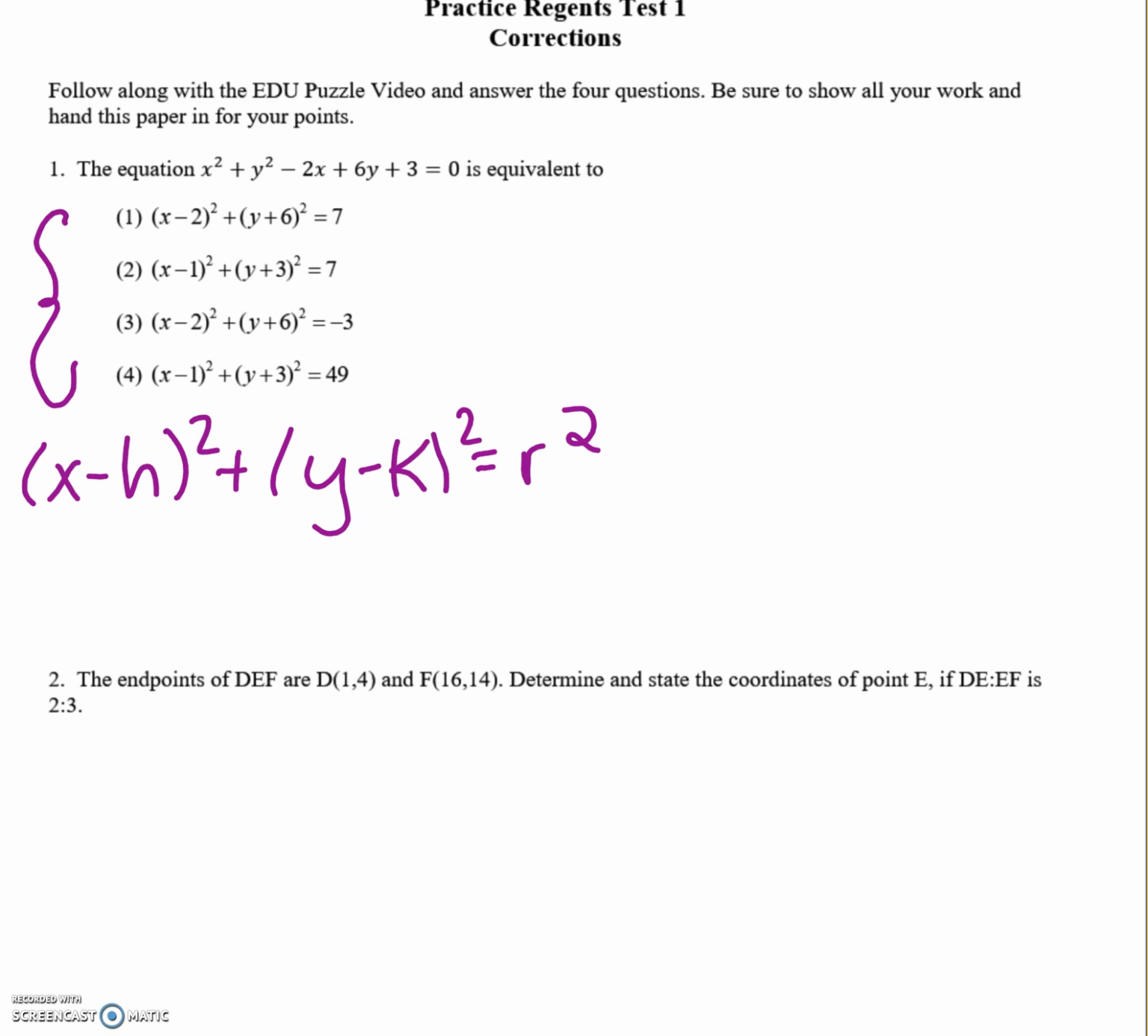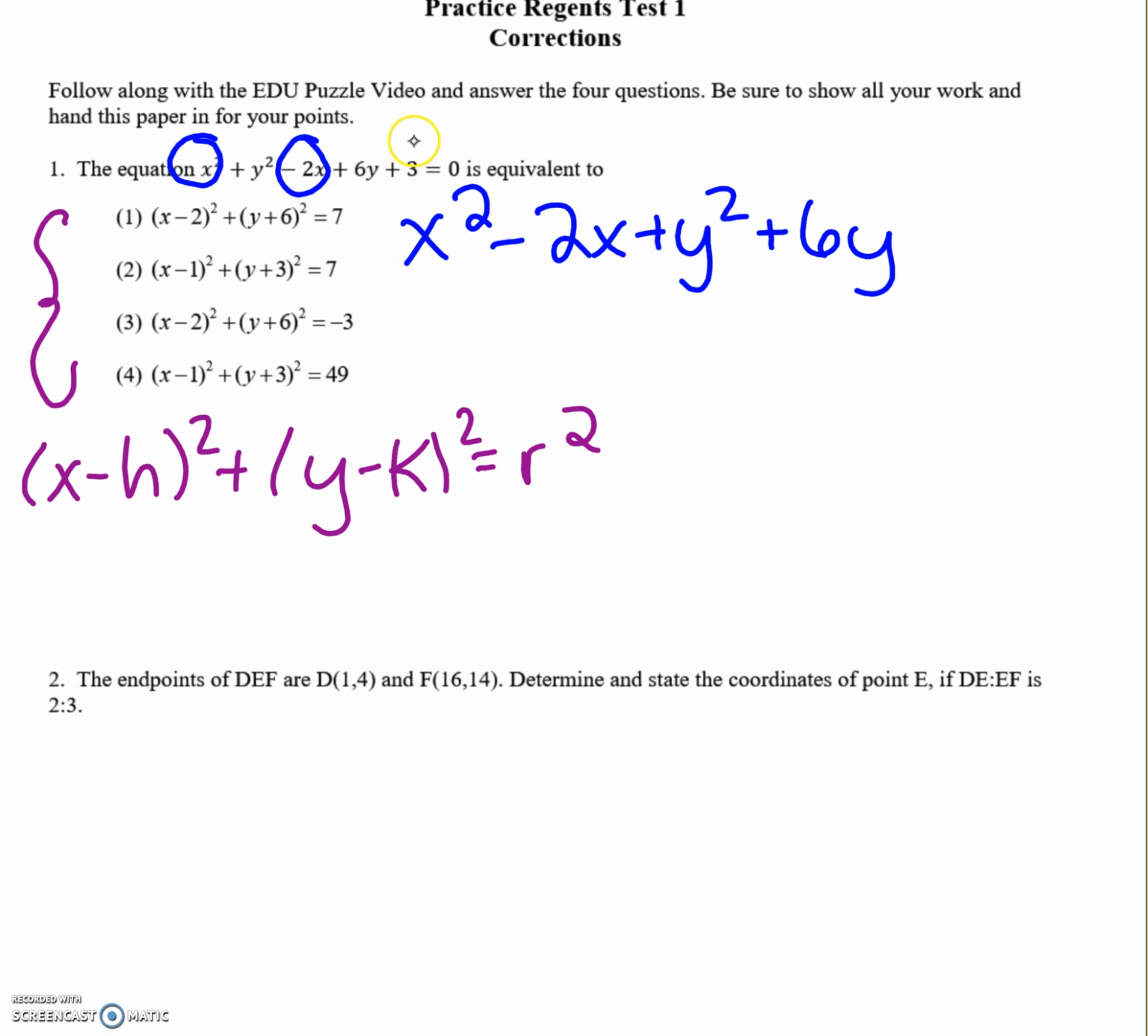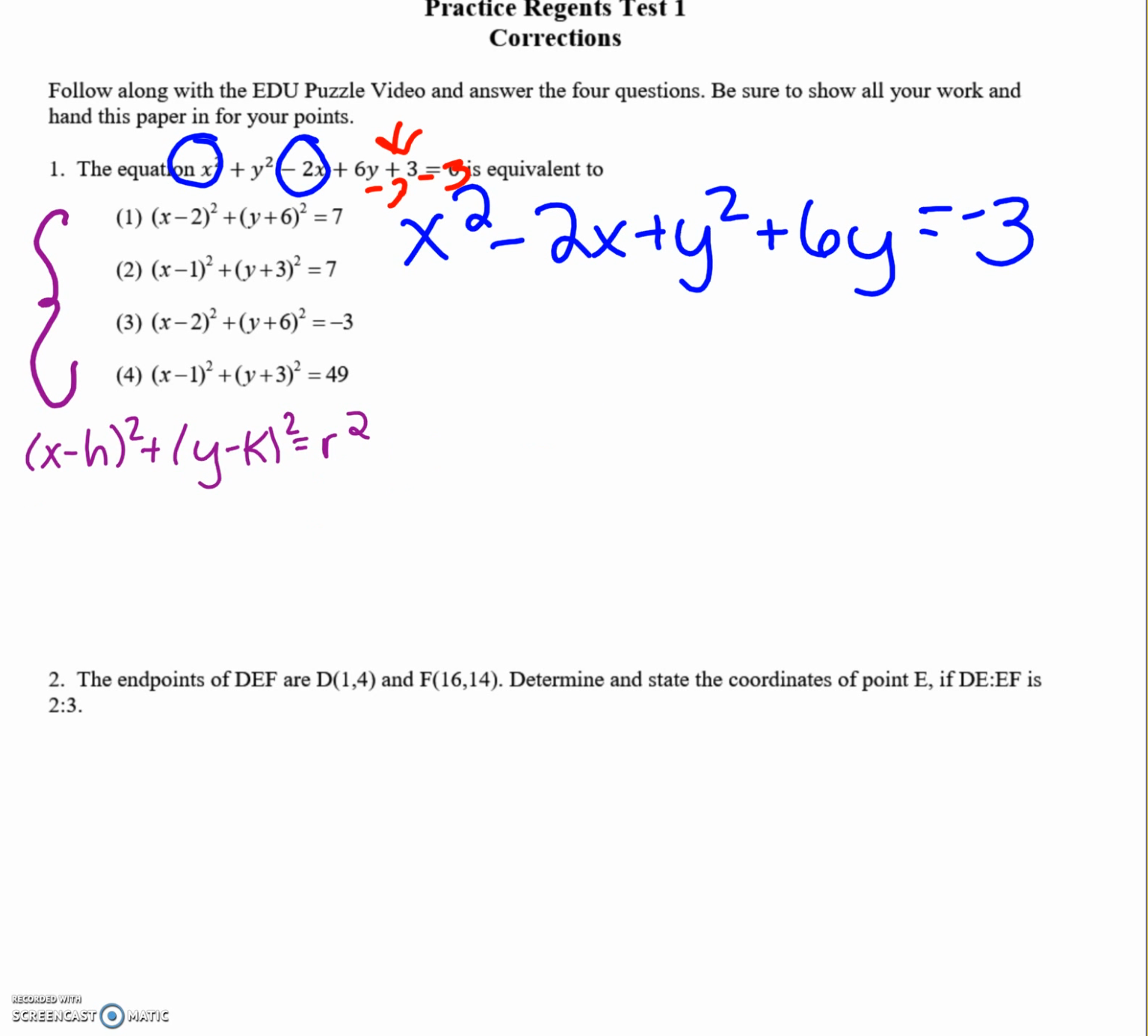So what you need to do is complete the square. In order to do that, we need to write all our x terms together: x squared minus 2x, and then all our y squareds together. And we want to bring our constants to the other side. So I'm going to subtract 3. Okay. From here, I'm going to separate the equation so that I could create perfect square trinomials.